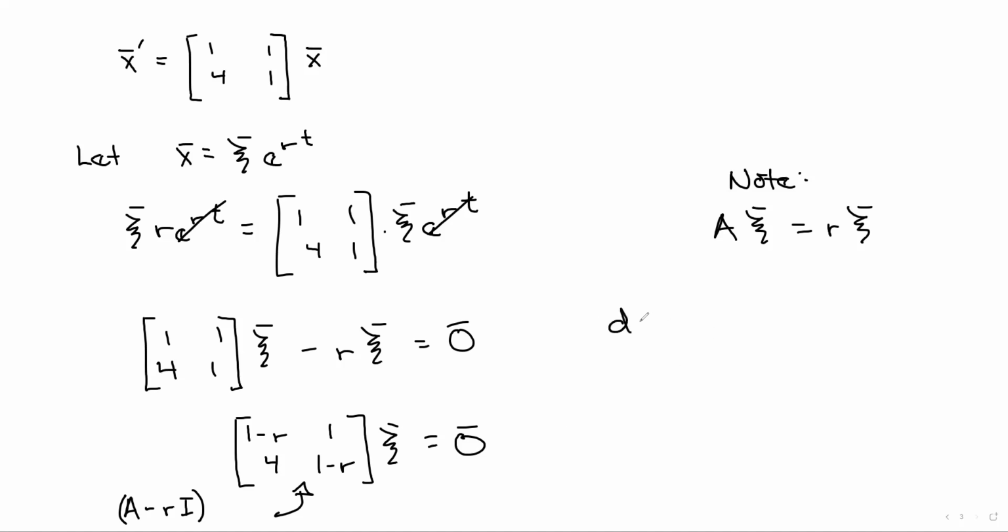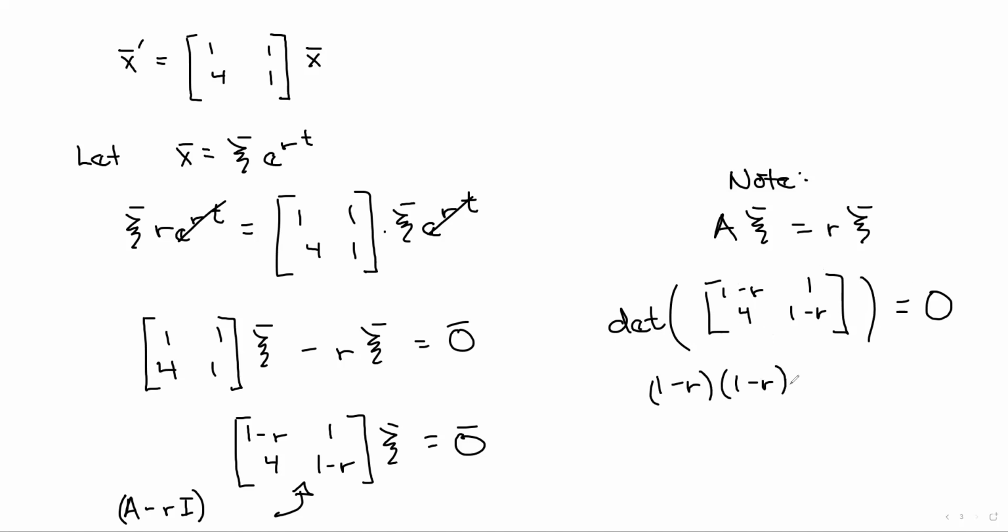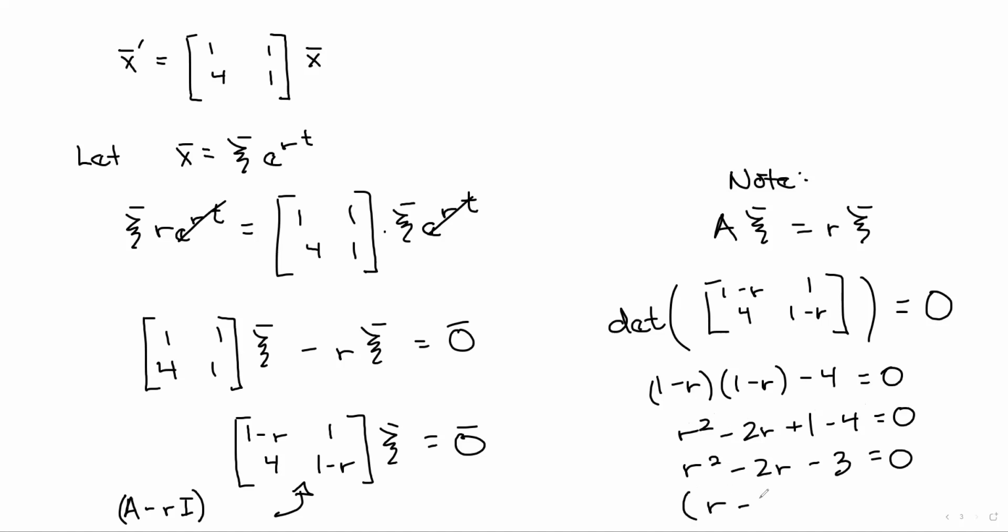So you want to take the determinant of [1 minus r, 1; 4, 1 minus r], and we want that to equal zero. The determinant of a 2 by 2 matrix, you take this times this minus this times this. So we have 1 minus r times 1 minus r, minus 4, equals zero. Multiply this out, you get r squared minus 2r plus 1 minus 4 equals zero. Then we get r squared minus 2r minus 3 equals 0. And so this gives us r minus 3 times r plus 1 equals 0. And so we get r equals 3 or negative 1.